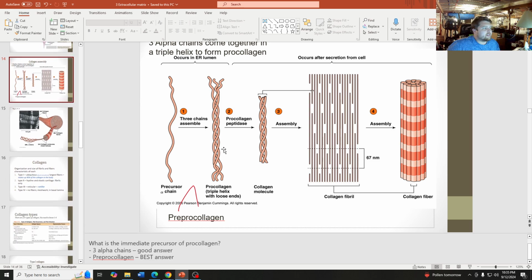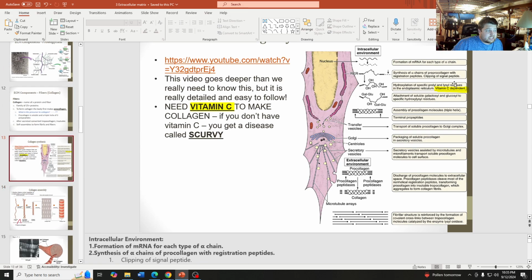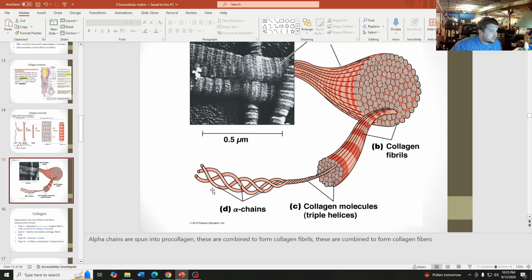Anyway, so once we have that pro-collagen formed, we talked about, thanks to vitamin C, it gets put into the Golgi complex. It gets taken to the outside of the cell. It gets exocytosed. It gets pushed out of the cell. And then it actually comes into here. These alpha chains come together. They form those triple helices. Those are then collagen molecules. We call that pro-collagen.